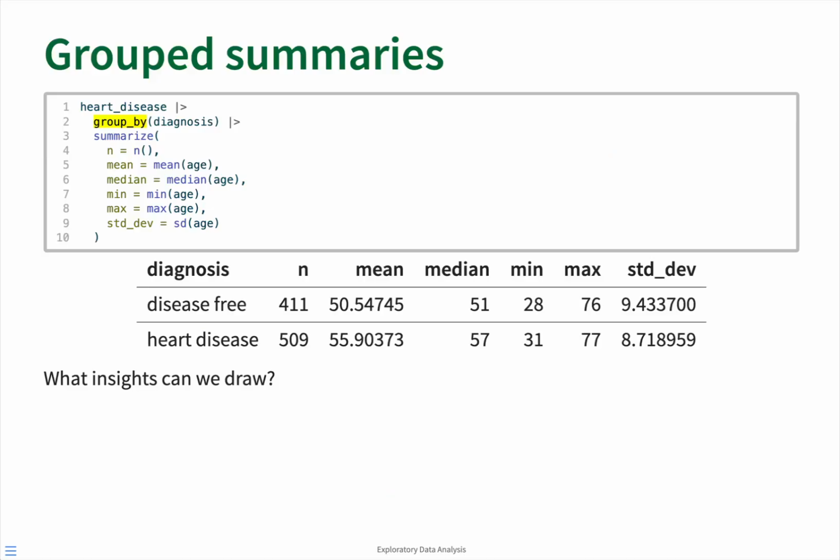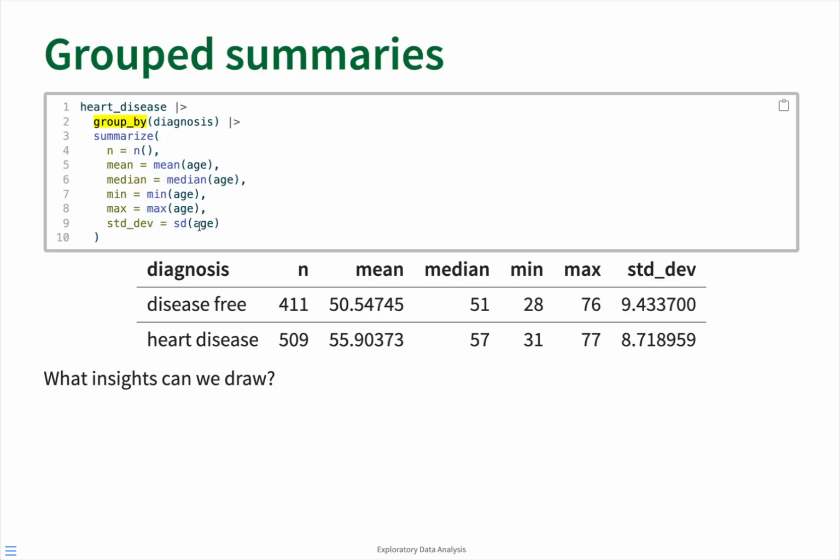We can also combine the summarize function with another function called group by. When we do this, we use the group by function before the summarize function. So we pipe our input data frame to group by, and then we pipe the output of group by onto summarize. Within group by, we supply a variable that we wish to group by. So here we're grouping by the diagnosis column.